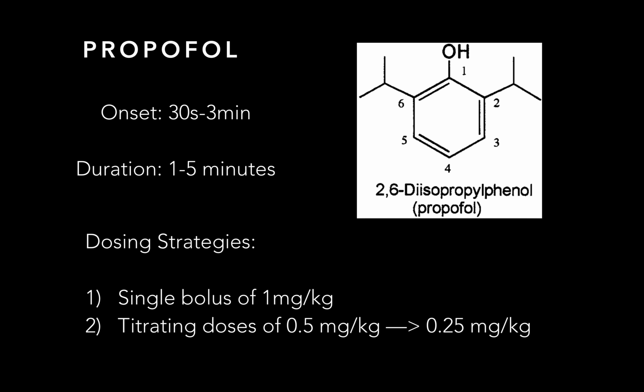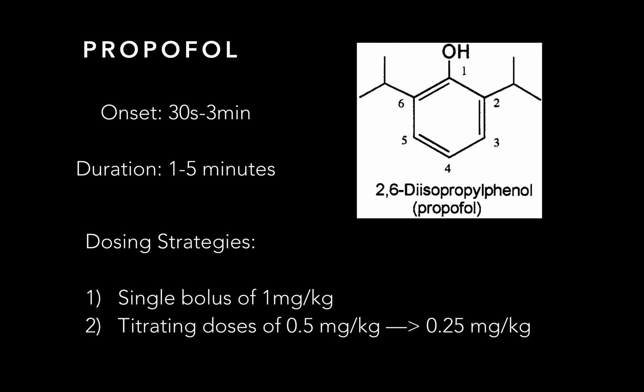And so it does get used very differently by different providers. There are several different dosing strategies that people swear by. Essentially, you can break that into two different categories. One is giving a healthy slug of a single bolus of 1 milligram per kilogram up front, which usually produces the sedation conditions you need. And other people really like to titrate doses of, say, 0.5 milligrams per kilogram, followed by another 0.25.